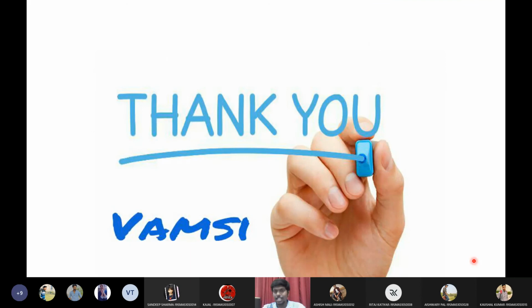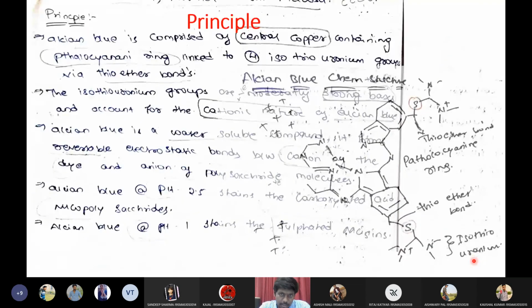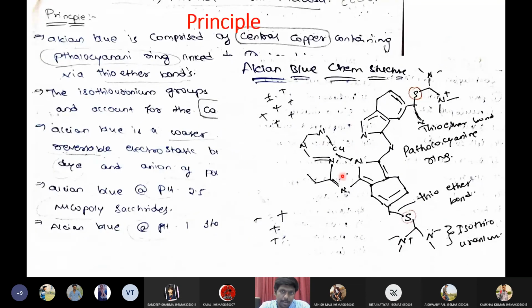If you have any doubts, you can ask me. Obviously, you will have doubts. The only doubt will be the principle, which you can go through in the notes. Okay, the principle is very simple. It has a central copper ring surrounded by a phthalocyanin ring. It is at the four corners. It has isothiuranium molecules which are bound to the phthalocyanin ring with thioester bond, and this isothiuranium molecule binds to the mucopolysaccharide electrostatically, which is a reversible bond.